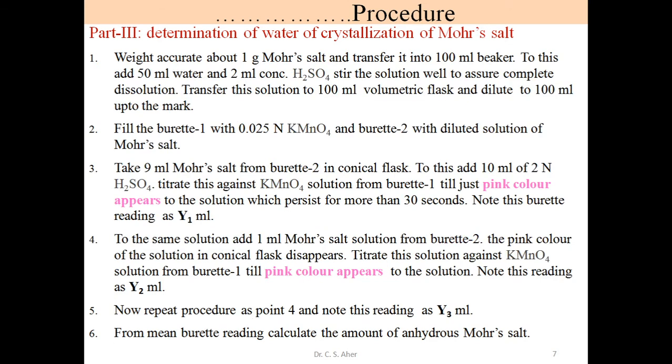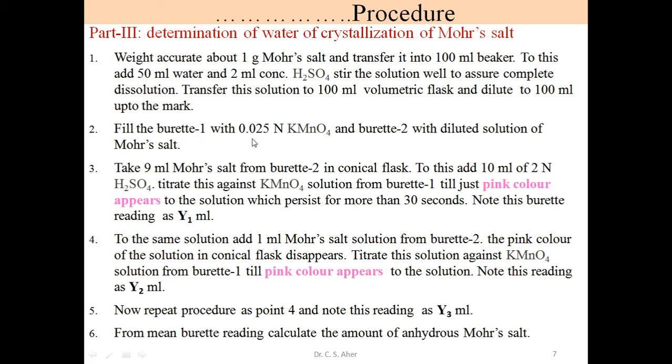The third part is the actual determination of the water of crystallization of Mohr salt. For that we weigh 1 gram of Mohr salt, which is the actual hydrated Mohr salt, and transfer it into a 100 ml beaker. To this add 50 ml of water and 2 ml concentrated sulfuric acid till the solution becomes clear and the salt is completely dissolved. Transfer this solution to a 100 ml volumetric flask and dilute to 100 ml. Now we have a 100 ml solution of Mohr salt.